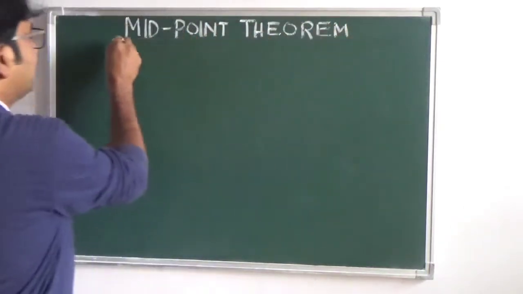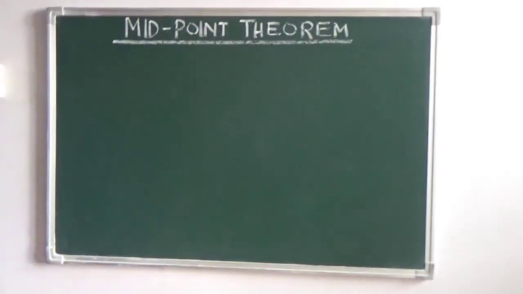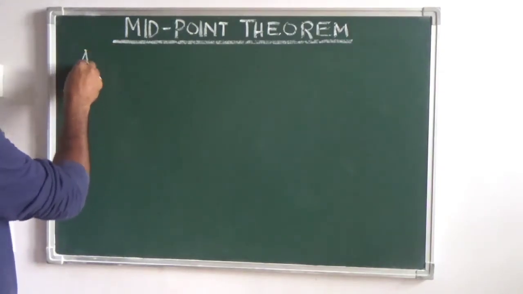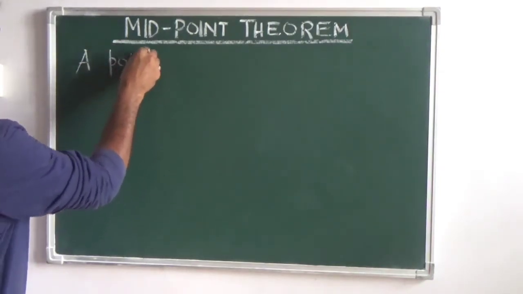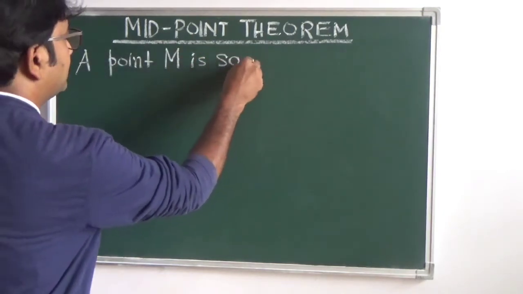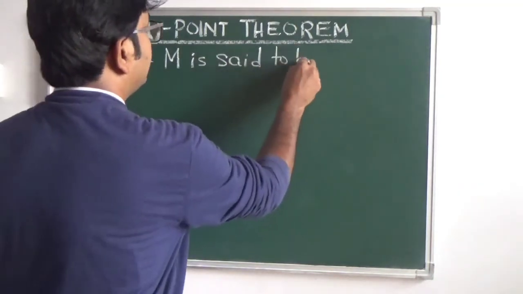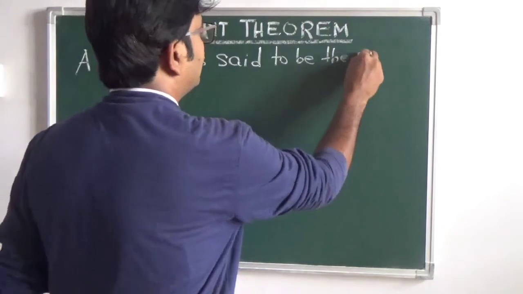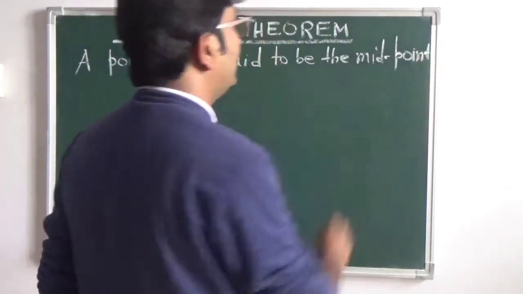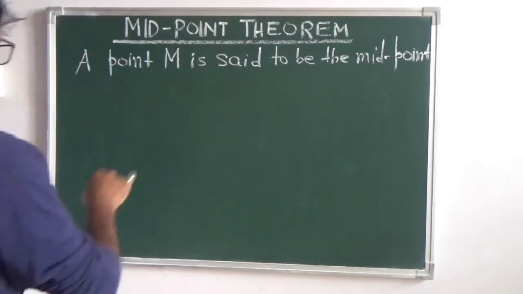A very simple concept, midpoint theorem based on the properties of triangles. Now, first of all, before you start with midpoint theorem, just write down a point M is said to be the midpoint.